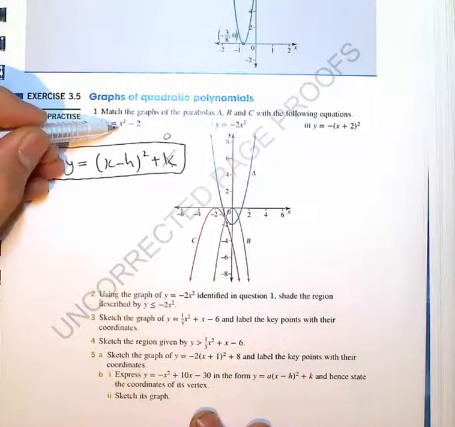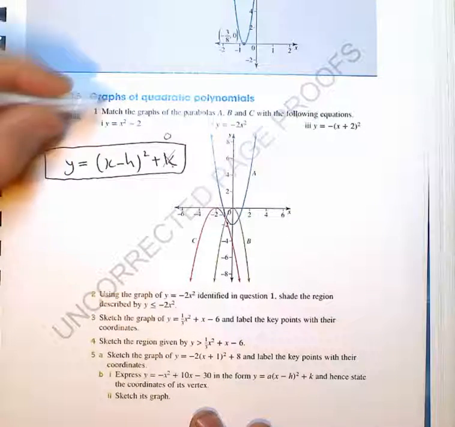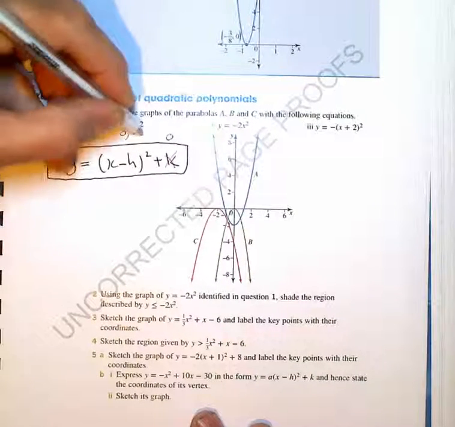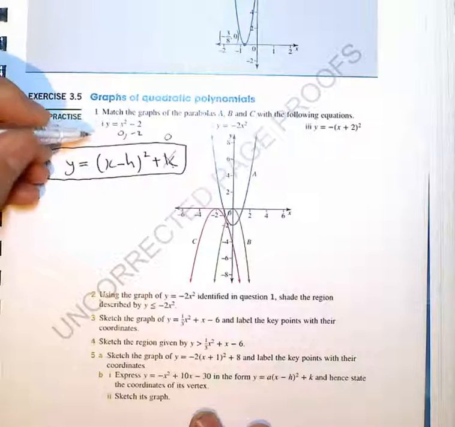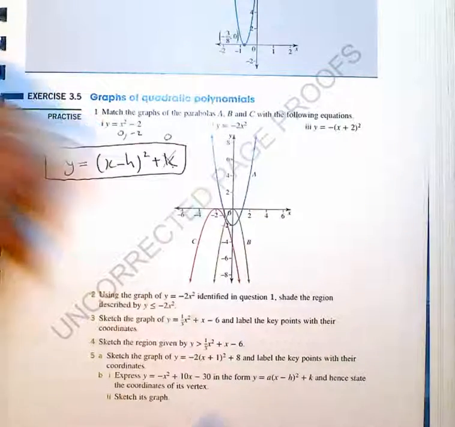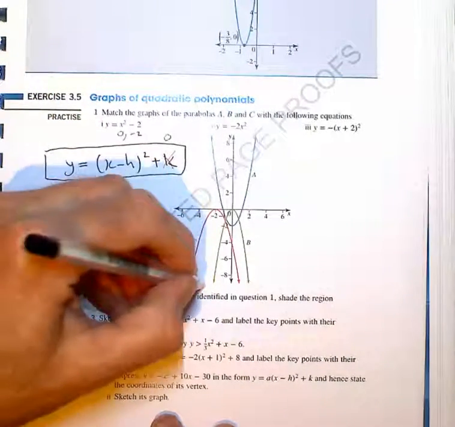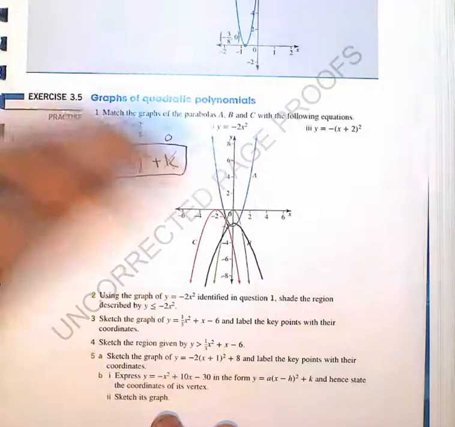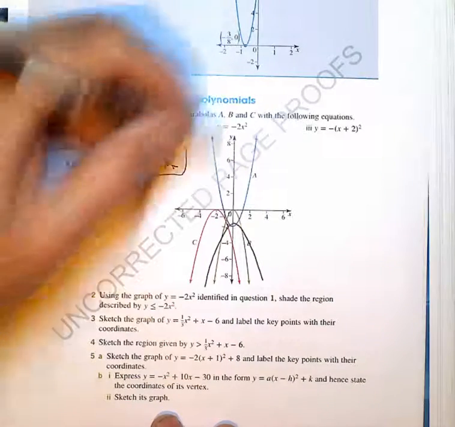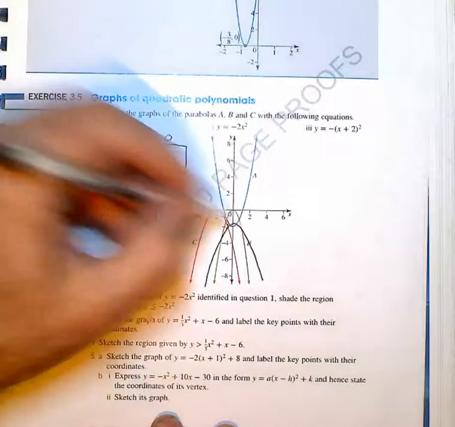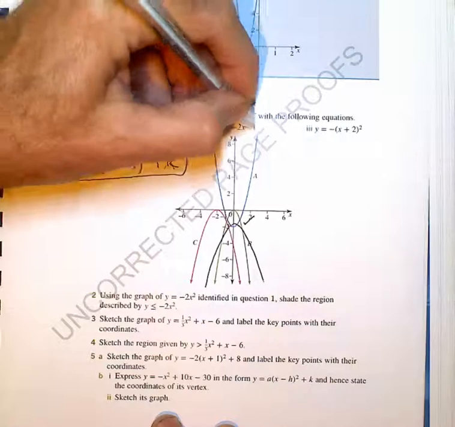Firstly, this one here is of the form of having the turning point at 0, -2. So it's not actually there in the one I've got. It should actually be indicated like so. In the next one, -2x squared is a dilation, so that will be for B.